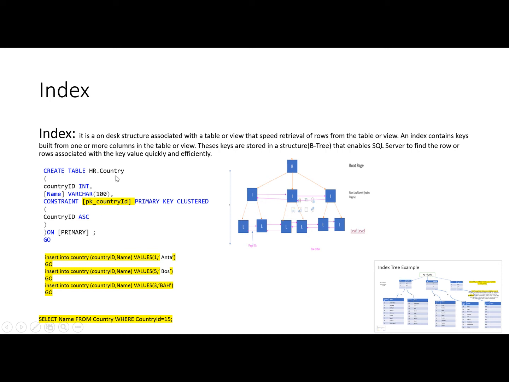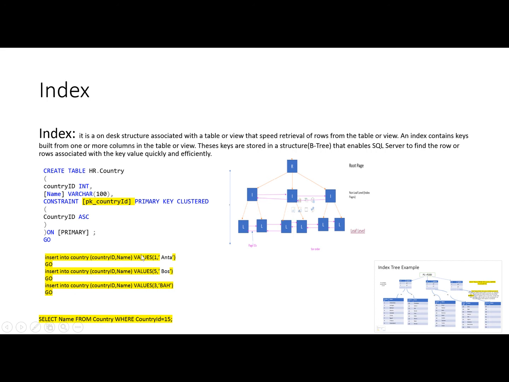Like this is a table, the country table, and this country table has the columns country ID and name. And on this country table we have an index named PK_CountryID, which is a clustered index. And this PK_CountryID index consists of keys, and this key is the table column country ID. So an index can contain keys which are the columns of this table. These keys can consist of one or more columns. So this index makes sure that the retrieval of the data from this table will be fast and efficient.